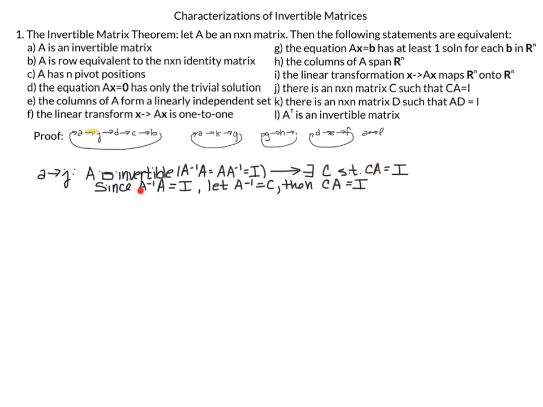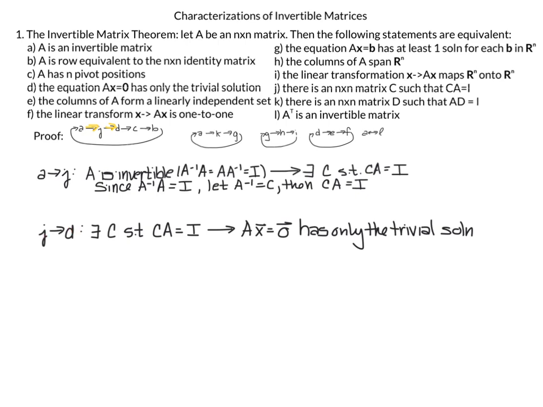Well, since we have A inverse A equals I, let's let C equal A inverse, and then we've satisfied our condition. Next, we're going to look at J implies D, this part of the arrow here. So J is, there is an n by n matrix C such that CA is equal to I. It's sort of like the left-hand inverse.